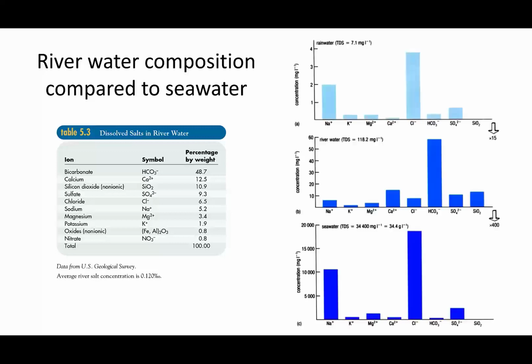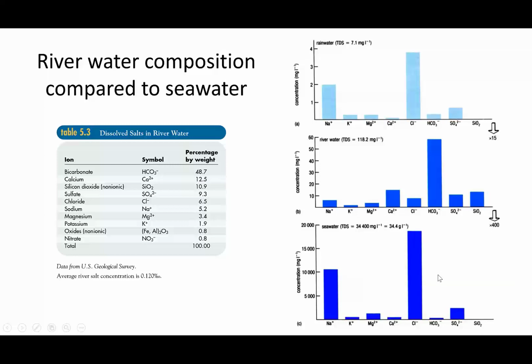Now, if you actually have a look at the composition of some of the major salts in seawater compared to river water, here we have our river water. These are the concentrations here in milligrams per litre. So we can see that the river water is dominated by this ion here, which is a bicarbonate ion, or HCO3-. And it has significant amounts of sulfate, silicate, and calcium, and lesser amounts of chlorine, sodium, potassium, and magnesium.